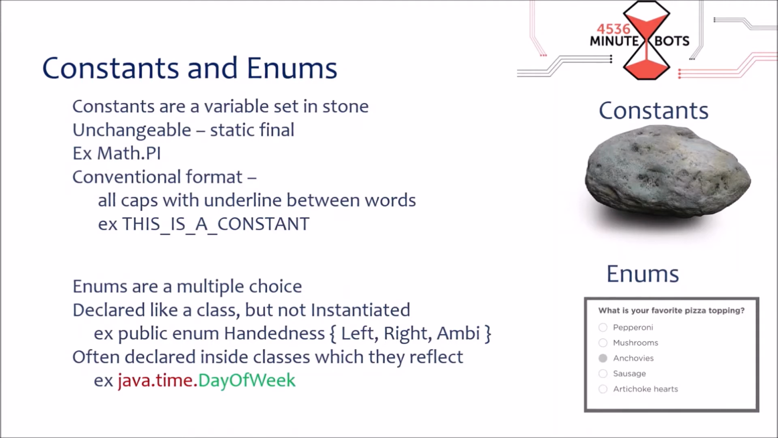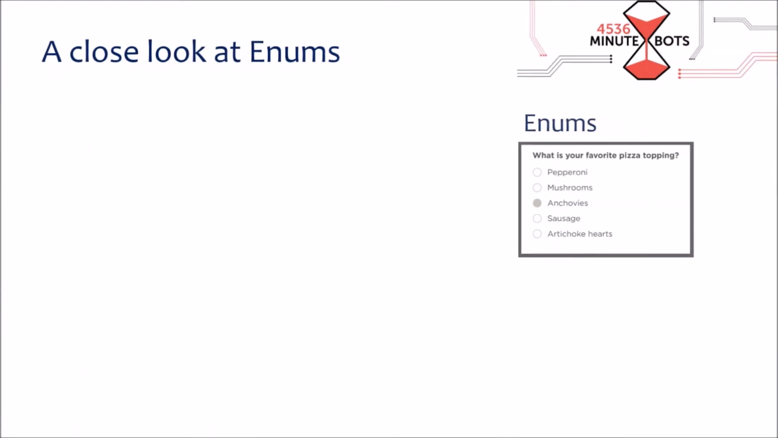java.time class. I want to take a closer look at enums because they can be a little strange to wrap your brain around the first time. The key about enums, what makes them very useful oftentimes, is they allow control over the parameters that are used in methods, that are passed in and moved around in methods, by limiting the choices of what those parameters can be.